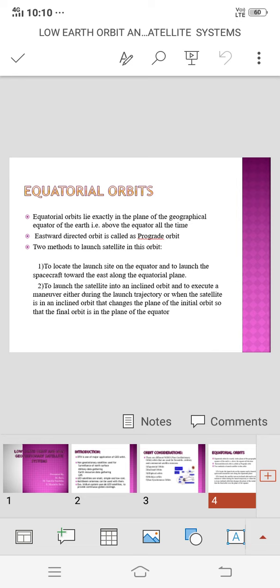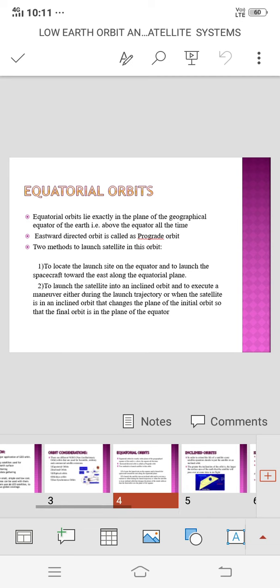Equatorial orbits. Equatorial orbits lie exactly in the plane of the geographical equator of the Earth, above the equator all the time. Eastward directed orbit is called Prograde orbit. Two methods to launch a satellite in this orbit: to locate the launch site on the equator and to launch the spacecraft toward the east along the equatorial plane, or to launch the satellite into an inclined orbit and to execute a maneuver either during the launch or when the satellite is in inclined orbit that changes the plane of the initial orbit so that the final orbit is in the plane of the equator.